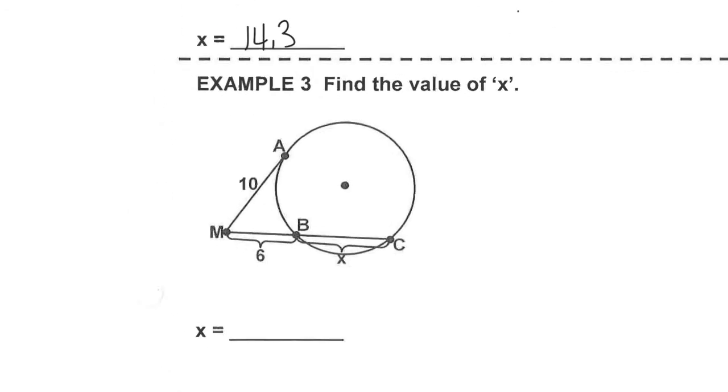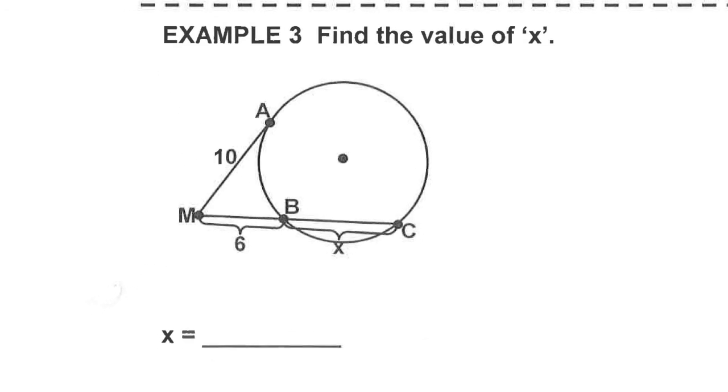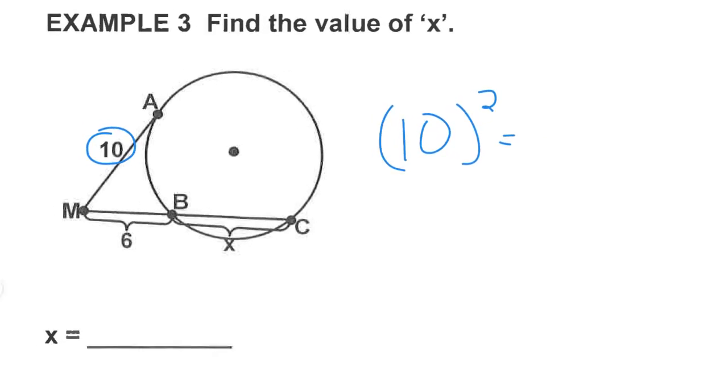And here's the last thing we did yesterday. Now we have a tangent and a secant. So what we're going to do is take the tangent's length and square it. And we're going to do the same thing we did on the other one to the other side. We're going to find the whole thing, which is x plus 6, and we're going to multiply it by the outside piece, which is 6.